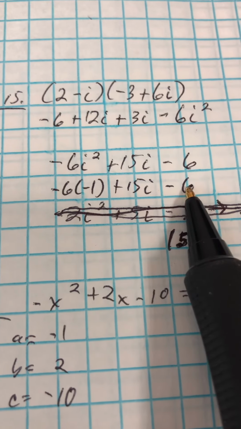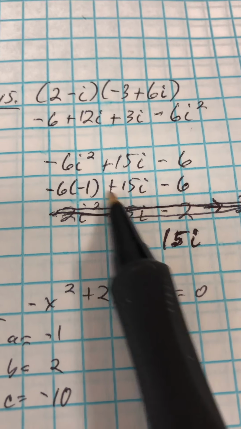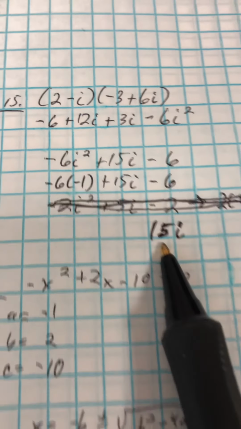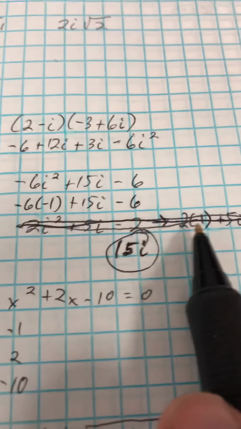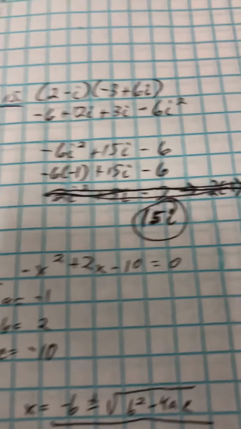The positive 6 minus 6 cancel each other out. I'm just left with a positive 15i. So just 15i is going to be my final answer. Don't mind that. I was going a weird direction there, and I had to cross that out.